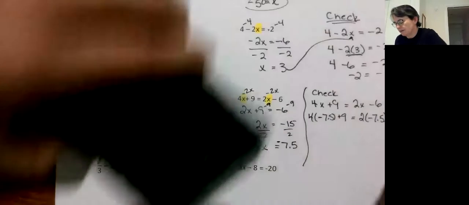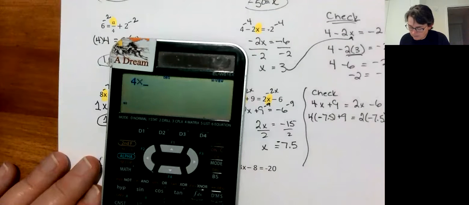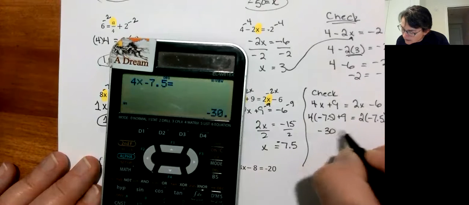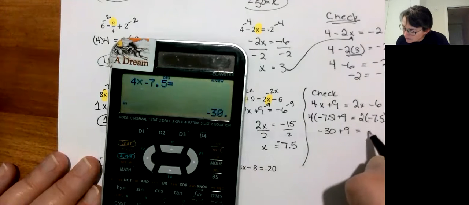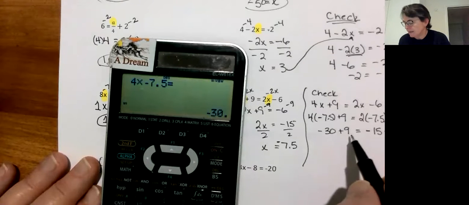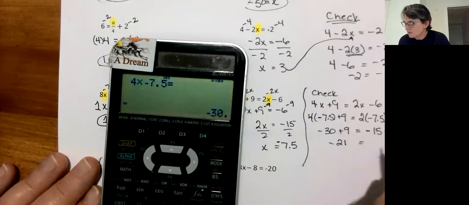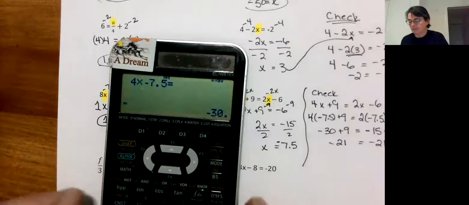Well, this is going to require my calculator. 4 times negative 7.5. All right, so negative 30 plus 9. And I know 2 times 7.5 is 15. Negative 30 plus 9 is going to give me negative 21. And negative 15 minus 6 more is going to give me negative 21. So we're golden. It worked out just fine.